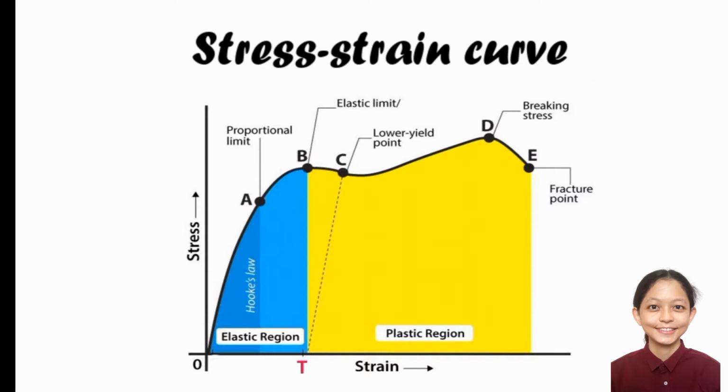Point C is also known as the yield point, where the metal starts to deform plastically. At point D, the stress on the metal is maximum. This stress is also known as the breaking stress. If the stress applied continues to point E, that point is the breaking point. The metal will fracture.